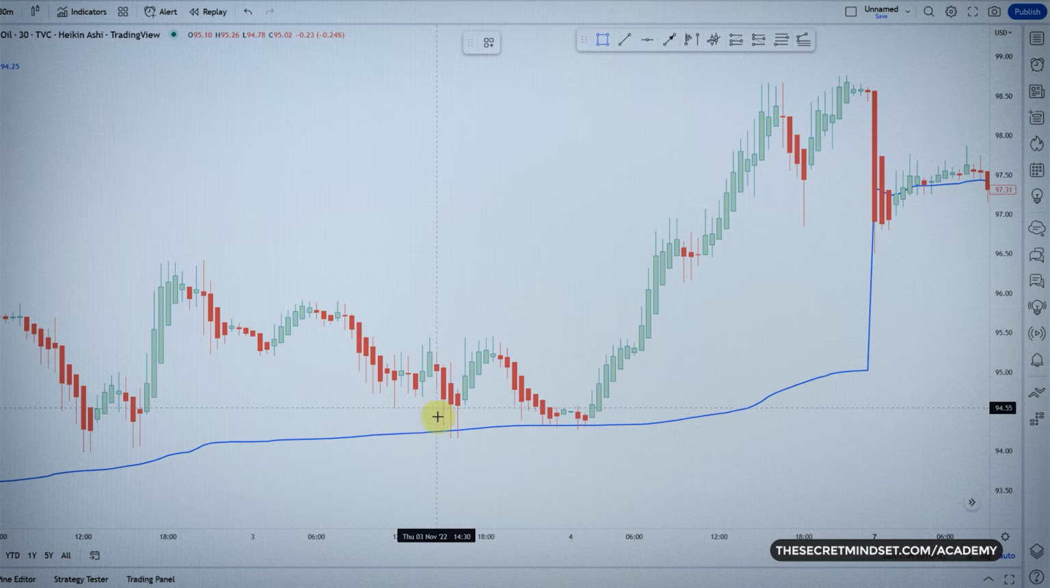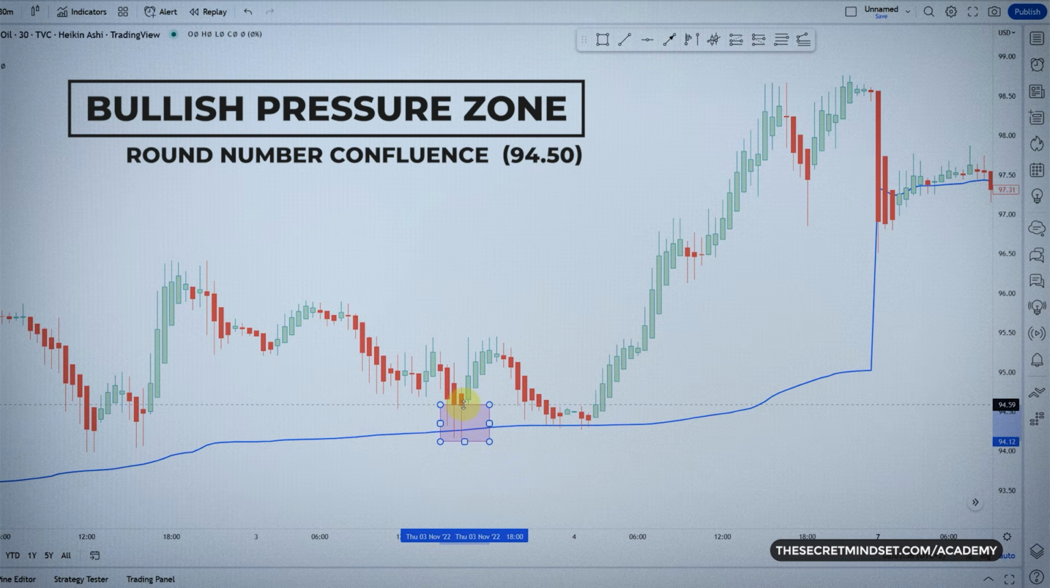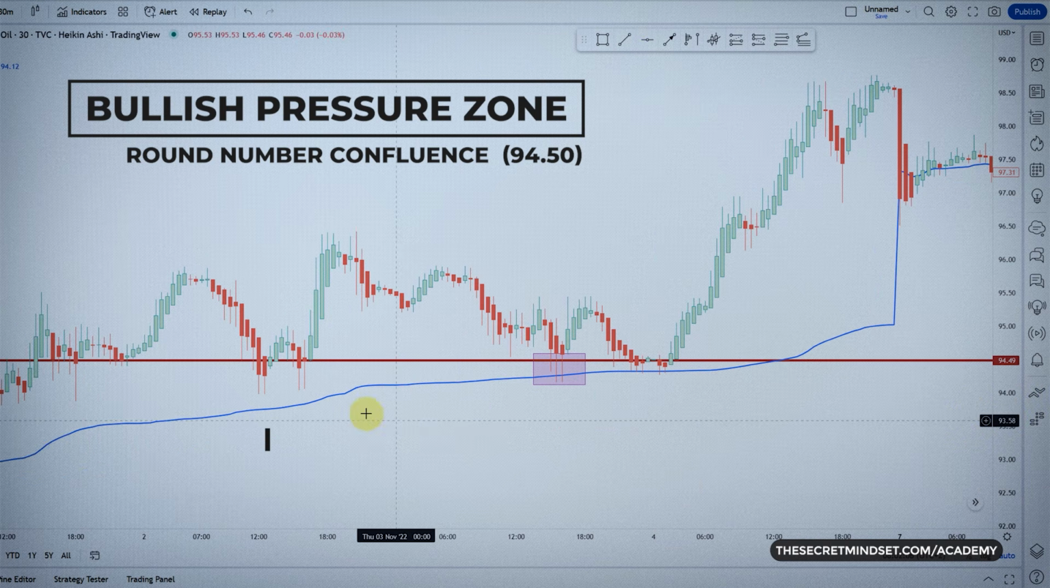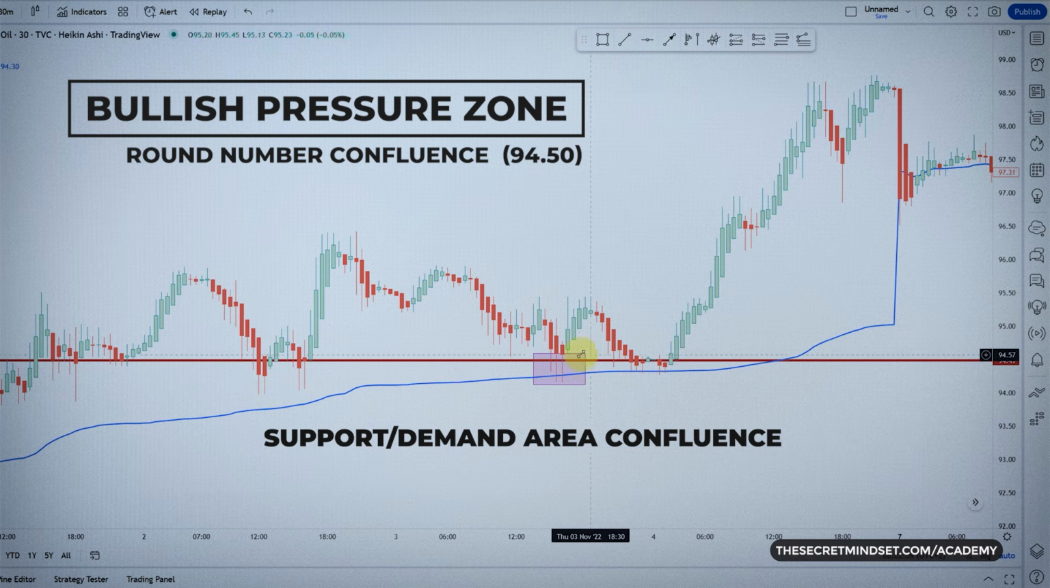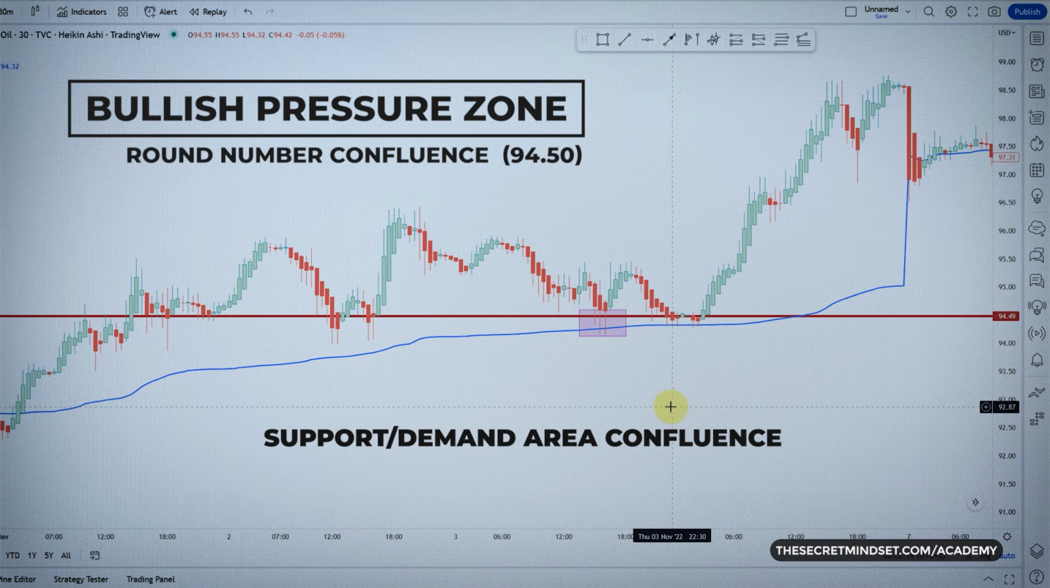In this chart, I see a bullish pressure zone. Three red Heikin-Ashi candles with lower wicks forming at the round number. We even have a support level in this area. This is a good opportunity to place a buy trade.